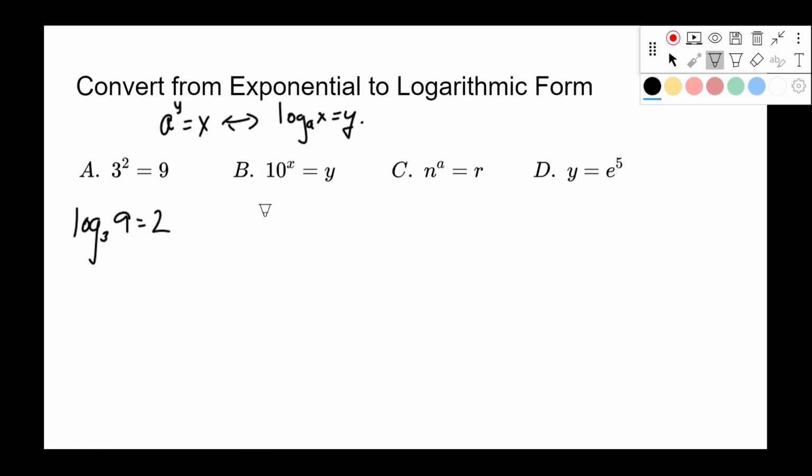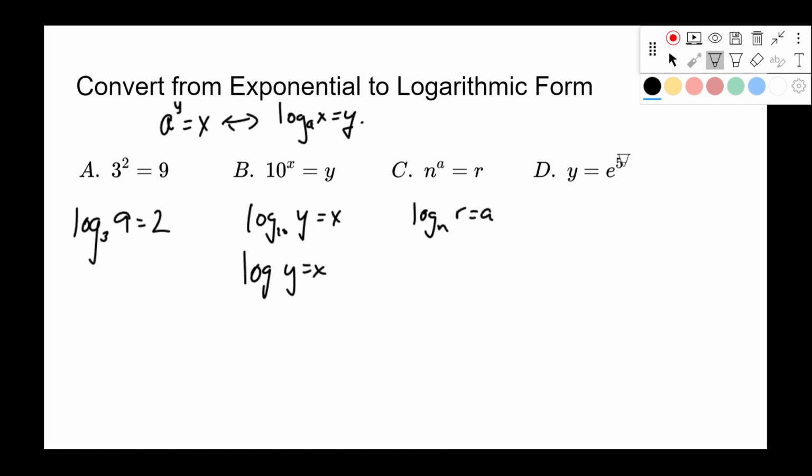That's what we get. Okay, let's try 10 to the x is equal to y. So the base of the exponent becomes the base of the log, and then these two switch positions. So log of y base 10 is equal to x, or we could just write log of y is equal to x. We don't need the base 10. n to the a equals r would become log base n of r is equal to a.